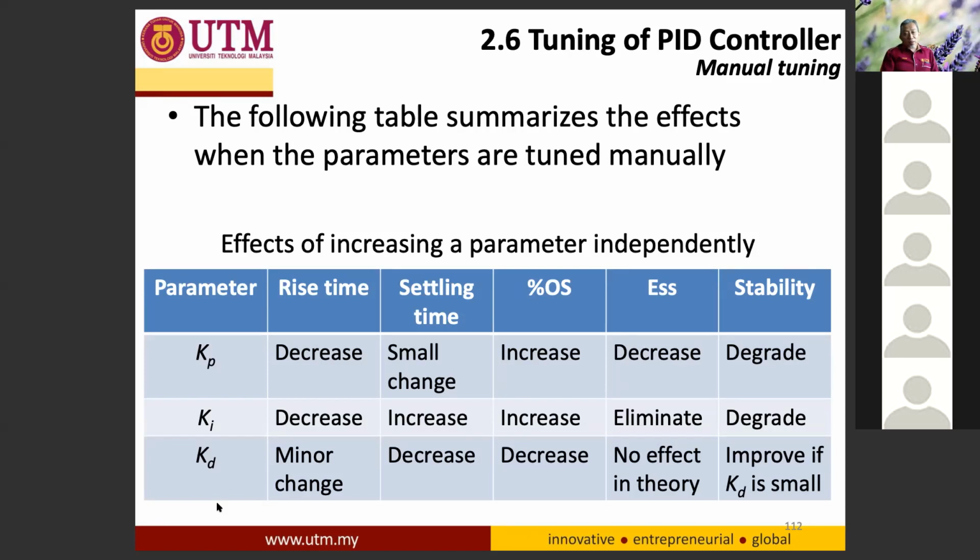Okay. But when you use KD, the rise time has a minor change, the settling time will be decreased, overshoot percentage will be decreased, the steady state error has no effect, in theory, and it improves stability if KD is a small value rather than a big value. Okay, so this is the effect when you use PID tuning in a manual method.